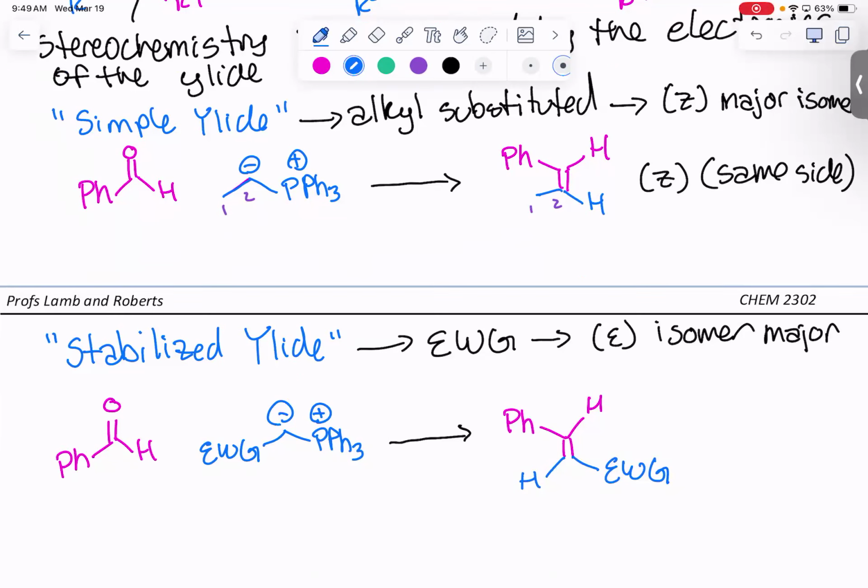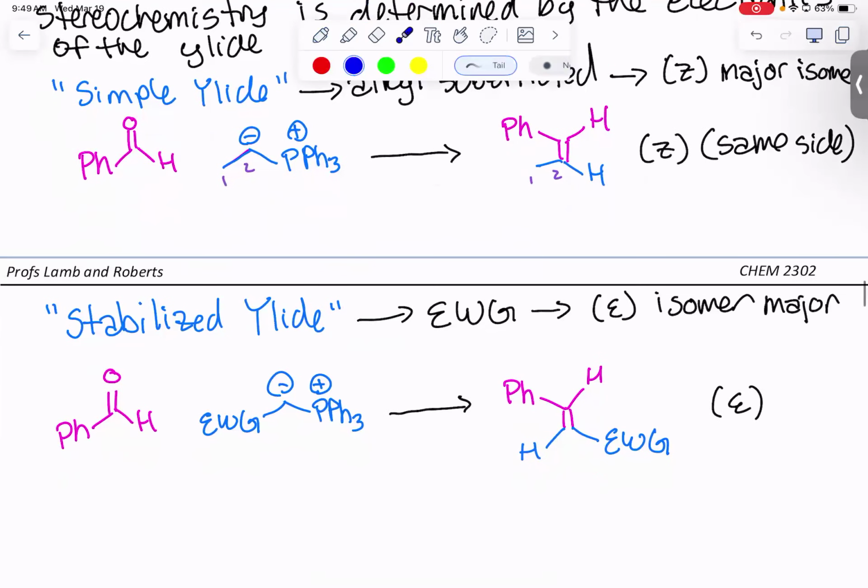All right, and this is going to govern the fact that we ended up with an E isomer, right, on the opposite side. So this is what we're looking at. The highest priority groups are on the opposite side. We have E. Here, the highest priority groups on the same side, we have Z. All right. So an example of an electron withdrawing group that's used a lot is an ester. So maybe we would have an ester here.